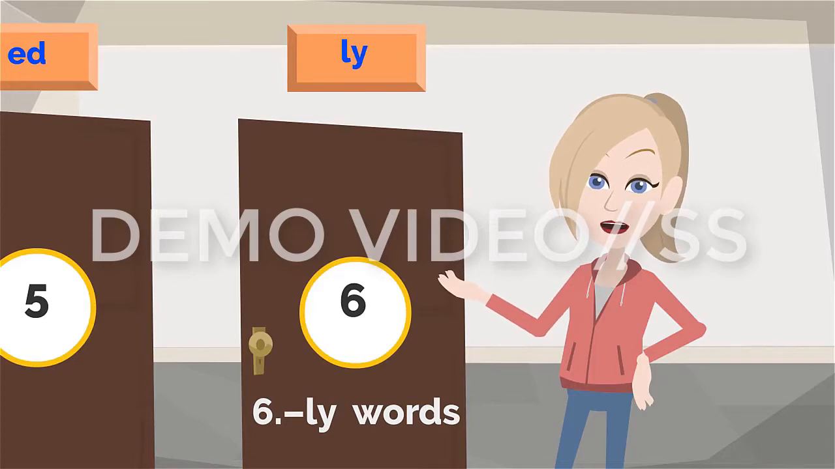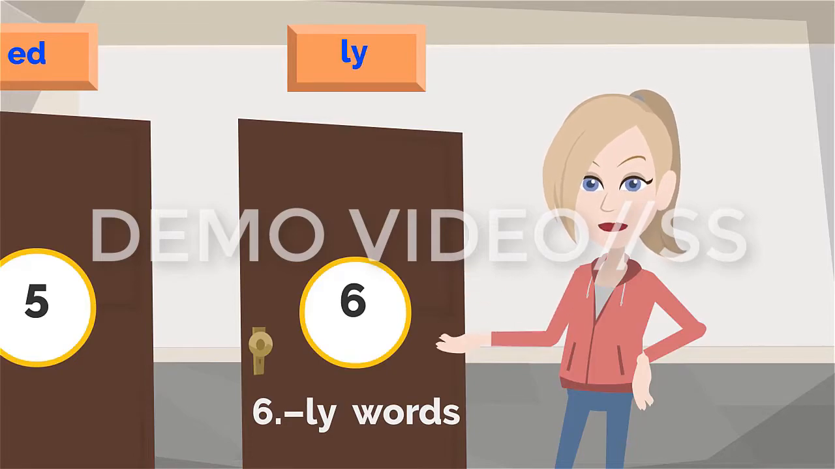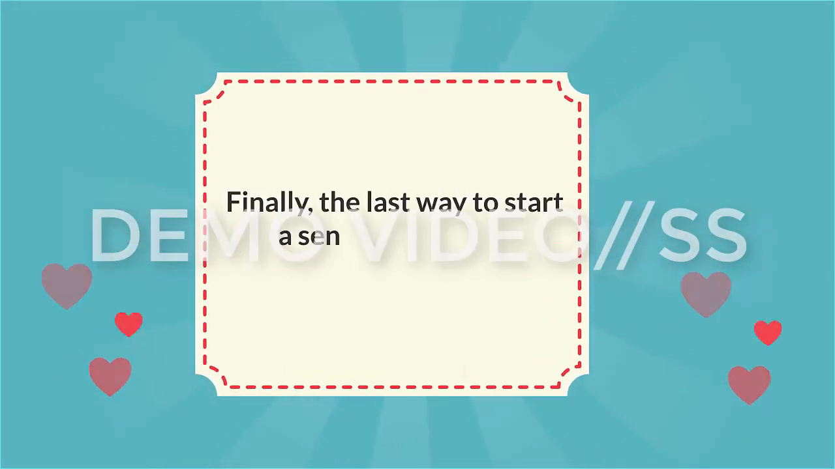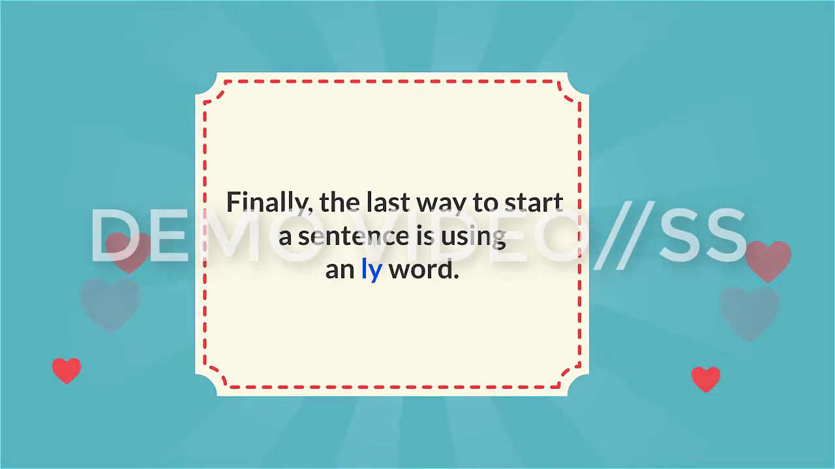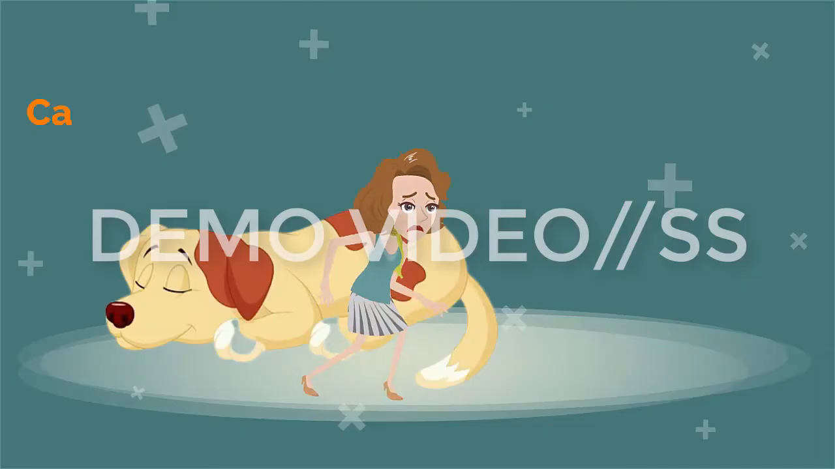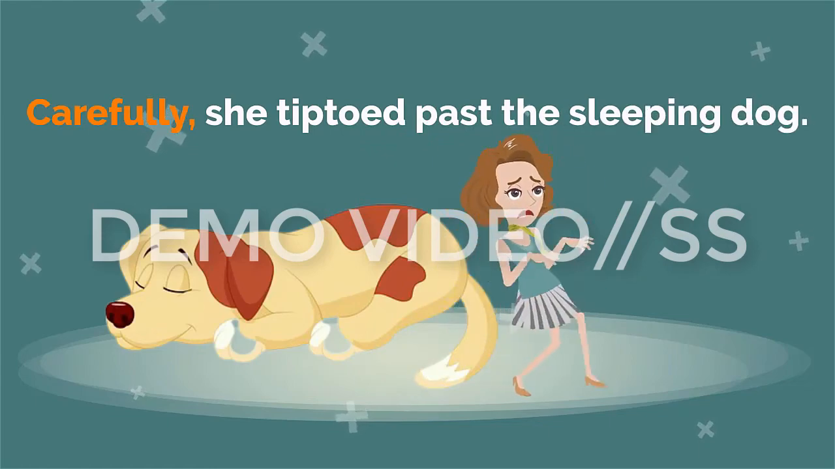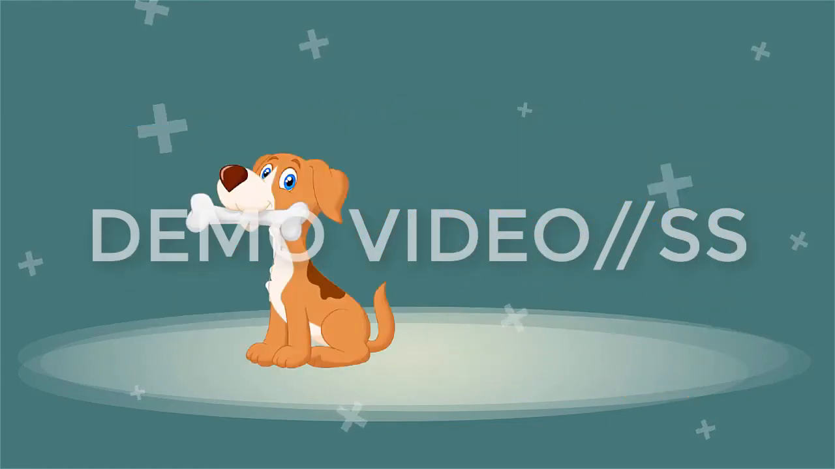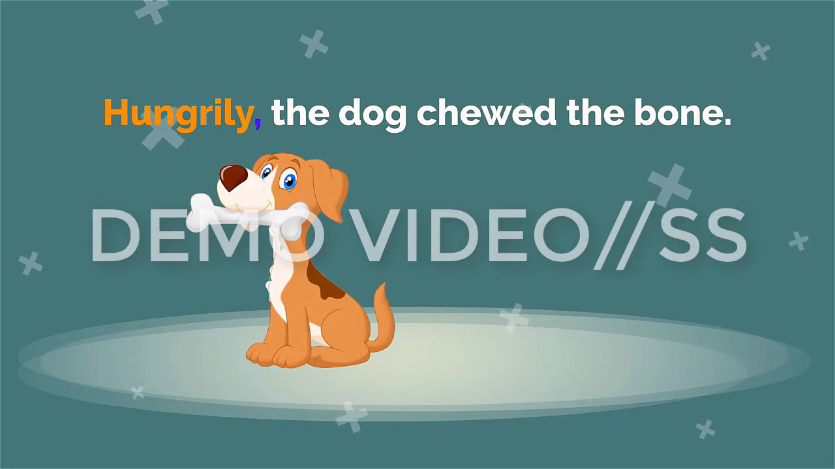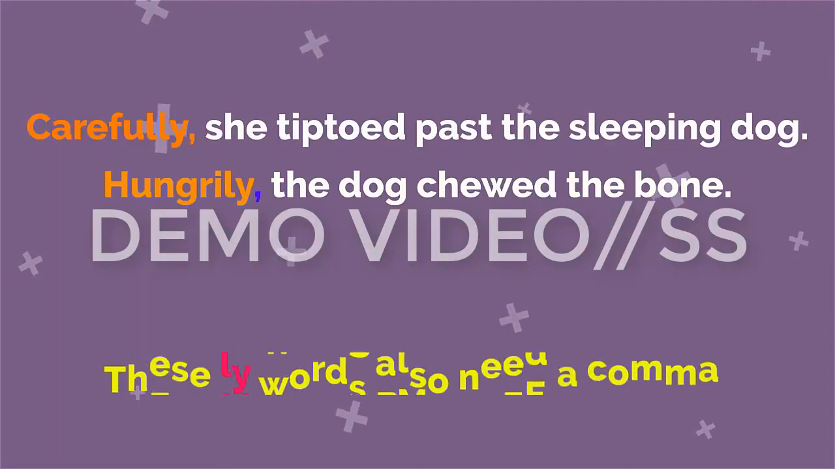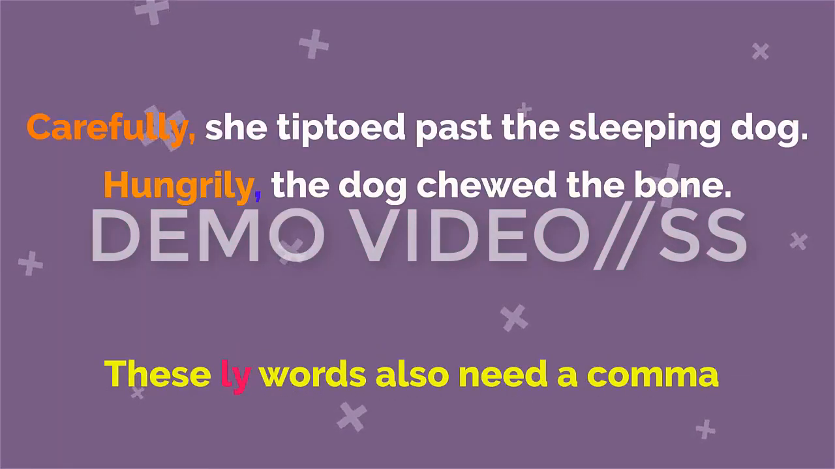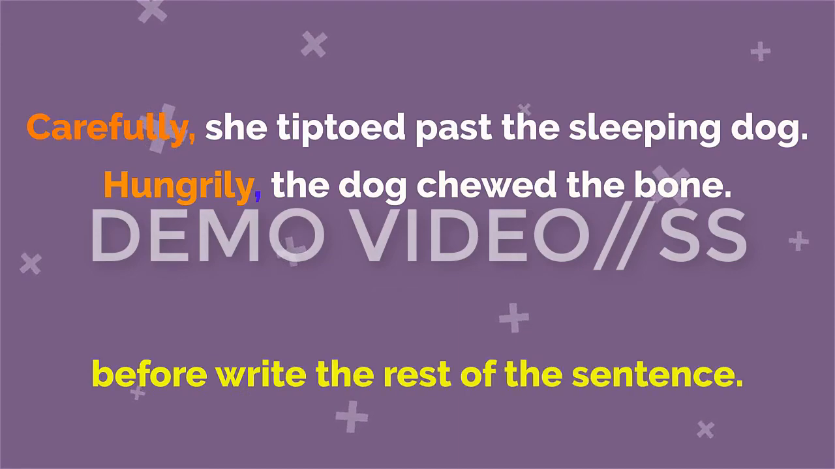Number 6, ly words. Finally, the last way to start a sentence is using ly words. Carefully, she tiptoed past the sleeping dog. Hungrily, the dog chewed the bone. These ly words also need a comma before you write the sentence.